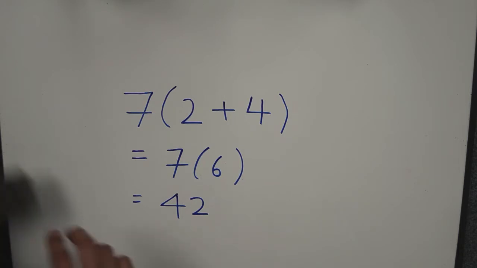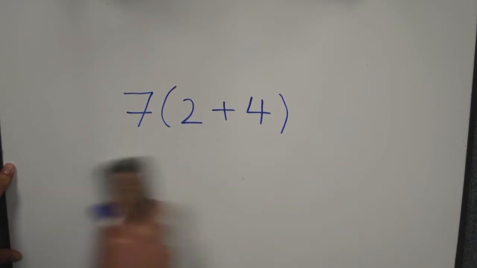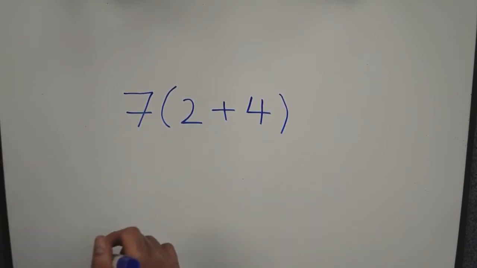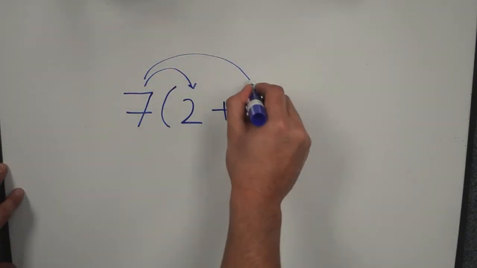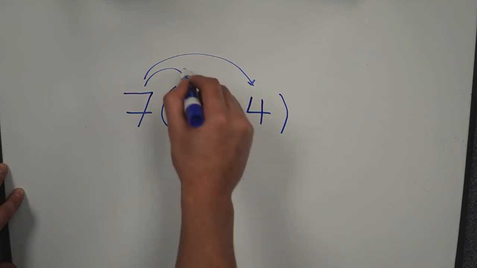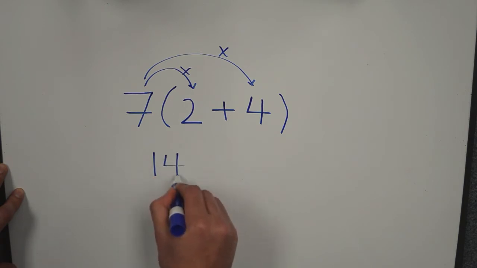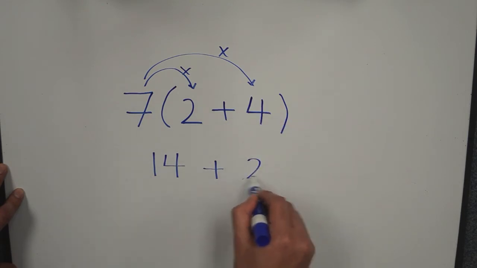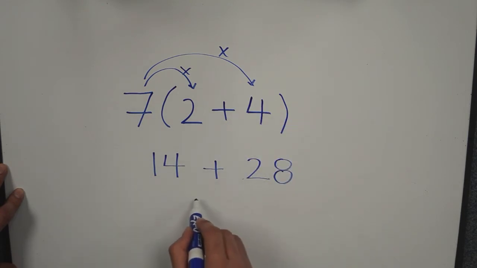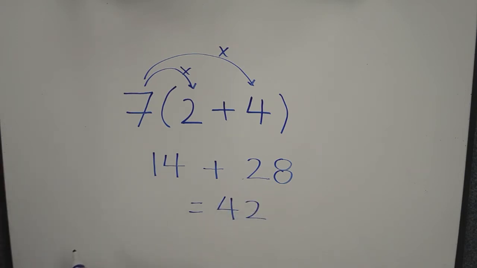But what if we did it just a little bit differently? Would we get the same answer? Instead of doing the brackets first, what if we do something that looks like the distributive property? We take the outside number and multiply it by both numbers on the inside first. So 7 times 2 and then 7 times 4. 7 times 2 is 14, and I add that to 7 times 4, which is 28. Add those two numbers together, and lo and behold, I get 42. So I get the same answer as if I were to do BEDMAS, or brackets first and then multiplying.